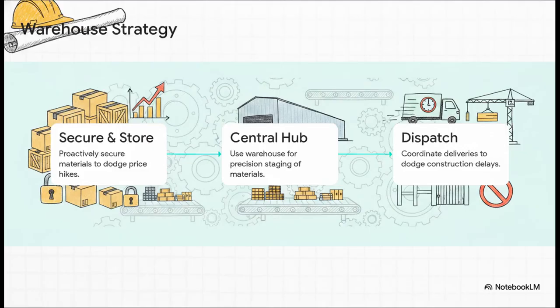Let's see how this actually translates into physical logistics, because this is a brilliant strategy. Instead of relying on just-in-time delivery in a really chaotic market, leading firms utilize dedicated warehouse storage. Step 1, they proactively secure and store key materials to dodge short-term price hikes. Step 2, that warehouse isn't just a storage unit, it acts as a central hub for precision staging. And step 3, from there, they dispatch highly coordinated deliveries exactly when a project phase needs them. This keeps the site uncluttered and effectively dodges those awful construction delays.